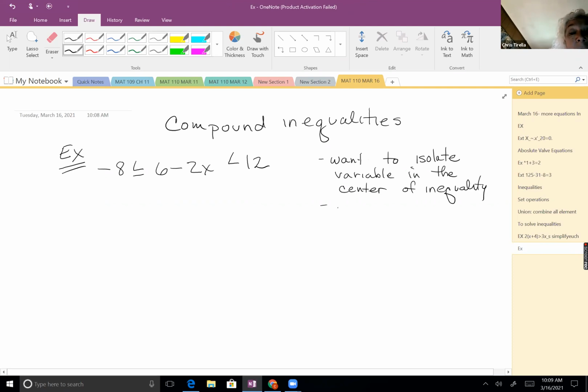And I do that by adding, subtracting, multiplying, or dividing all 3 parts of the inequality by the same quantity.